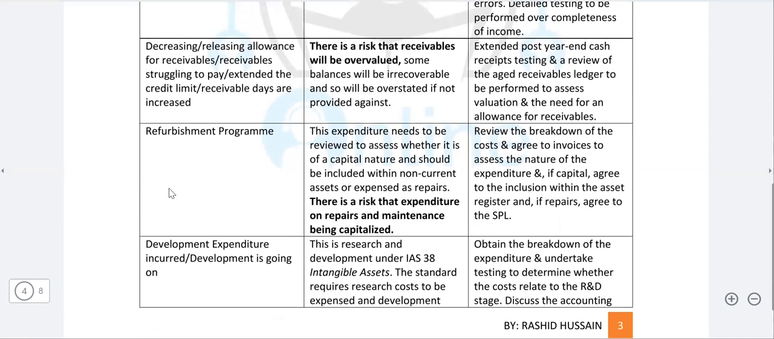Refurbishment program. So again, when the entity is doing a refurbishment, it involves repairs, replacements and upgrades. So it's again a mix of capital and revenue expenditure. Revenue expenditure should be expensed, capital expenditure should be capitalized. There's a risk that repairs and maintenance may be capitalized, resulting in the overstatement of expenses and profits.